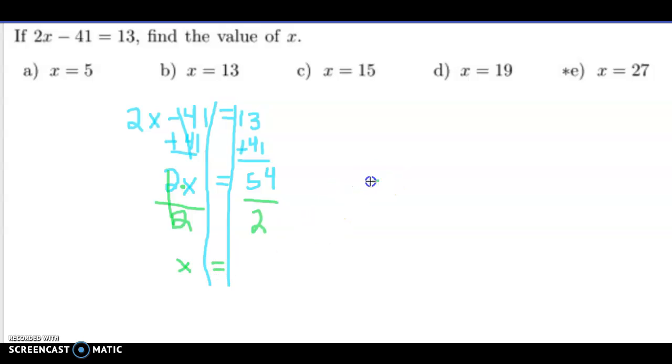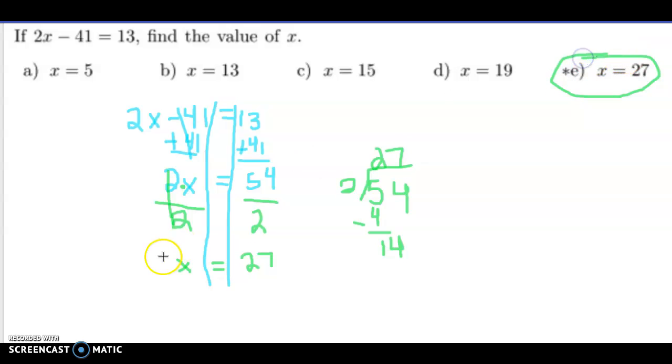Now 54 divided by 2, you can use a calculator if you would like. I'm fine with that. But 2 goes into 5 twice. That's 4. If I subtract and bring down the 4, 2 goes into 14 7 times. So my answer for this one is x equals 27, and there it is. Good luck.